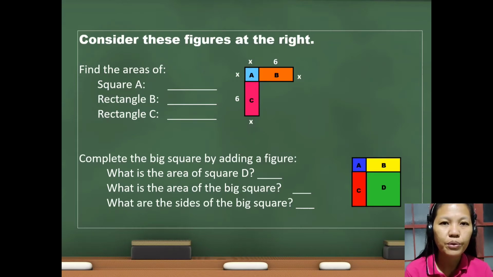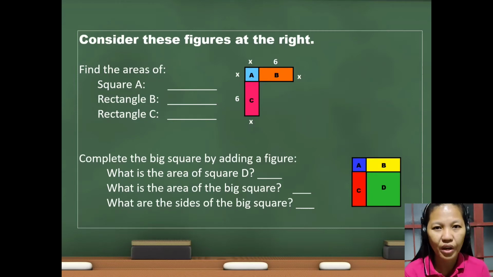The first figure, we have to find the areas of square A and rectangles B and C. On the next figure, at the lower portion of this slide, we have to find out the area of square D, area of the big square, and the sides of the big square.